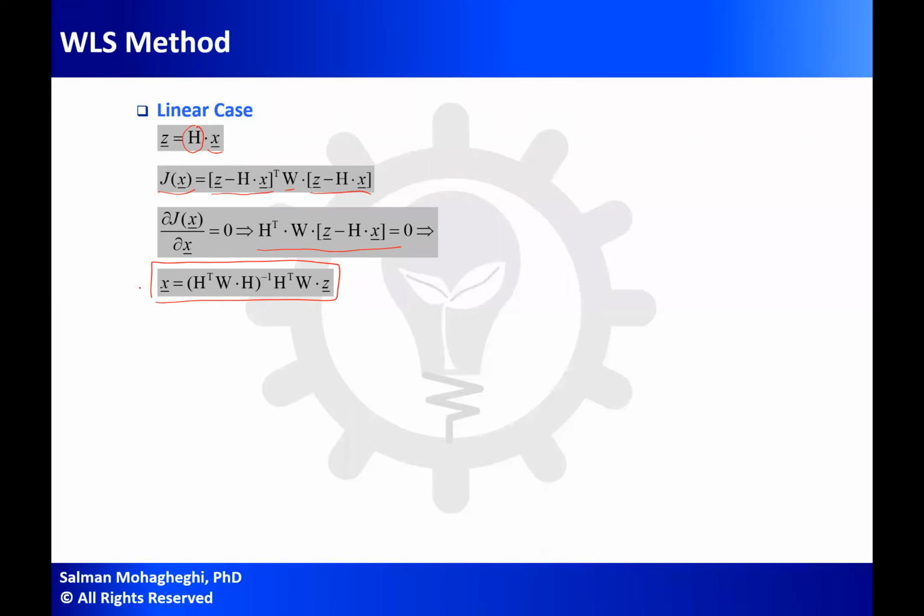The linear case, for the most part, happens when matrix H consists of all constant parameters, and typically that happens when your measurements are the direct state measurements. So when you directly measure your V's and deltas, your matrix of H is going to be a matrix of constant coefficients.